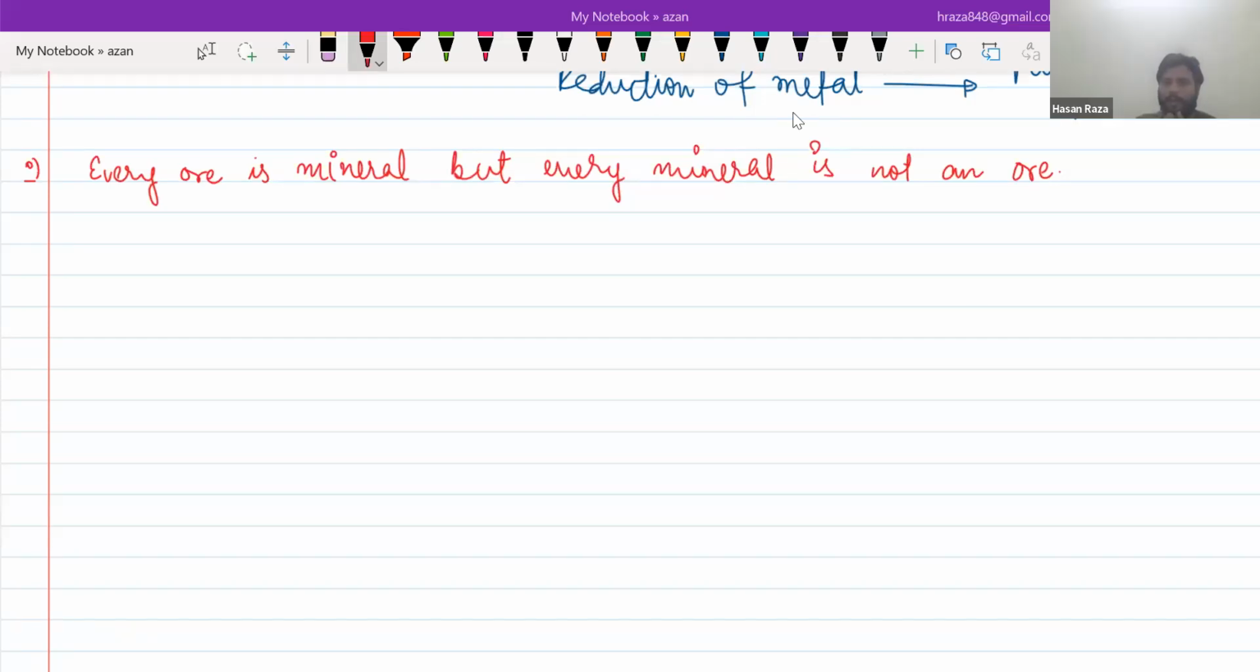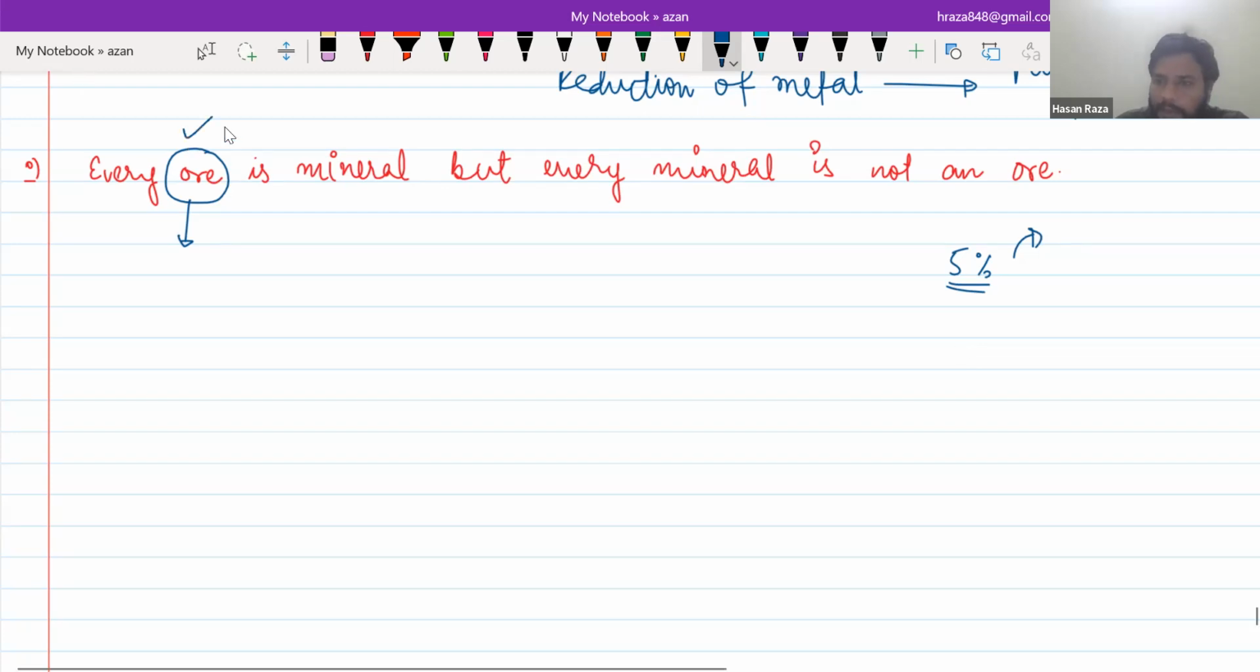So what I was saying is that every ore is a mineral, but every mineral is not an ore. As I told you, ore is only that from which you can extract metal conveniently and profitably. But mineral is something in which a low percentage of metals is also present, but that is not called ore. Are you getting my point? If you extract metal and you only get 5%, that is only a mineral. And if you extract metal from the earth's crust in a heavy amount, and you can extract profitably and conveniently, that is called ore.